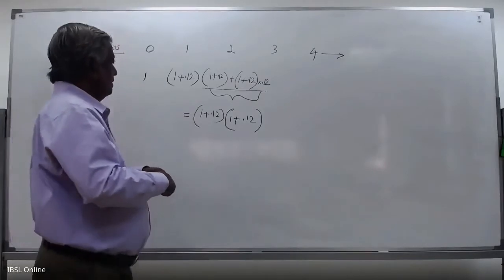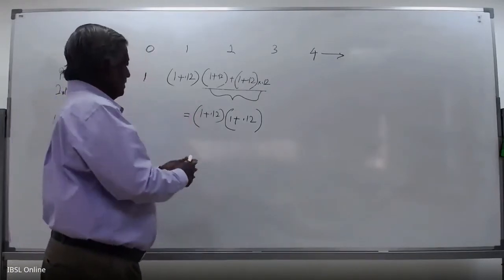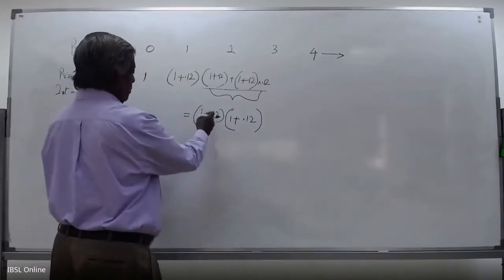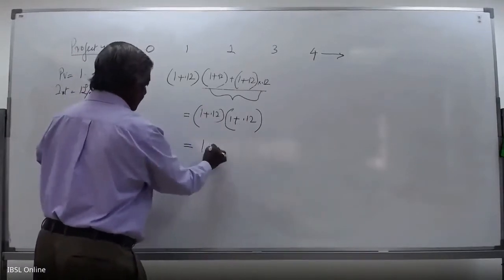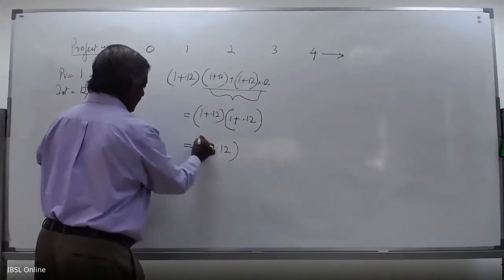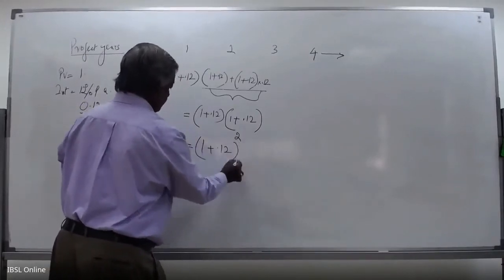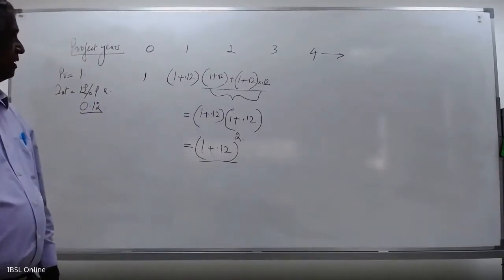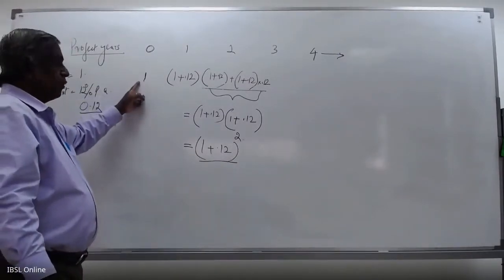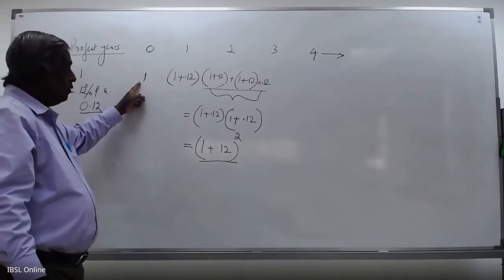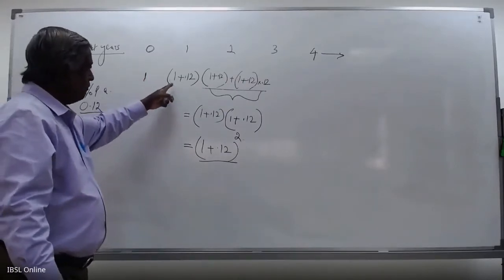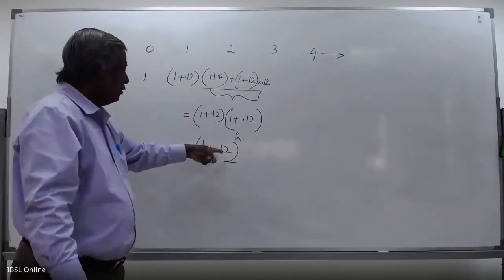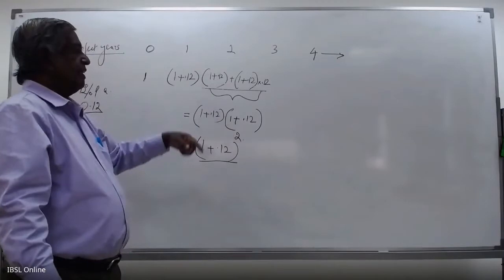So now further you can simplify this. It is equal to 1 plus 0.12 into 1 plus 0.12. It is 1 plus 0.12 to the power 2. So in the second year, this 1 rupee we are investing now will become 1 plus 0.12 in the first year, and it will become 1 plus 0.12 to the power 2 in the second year.